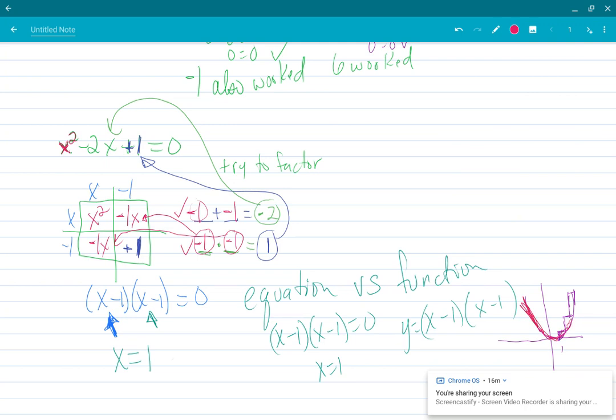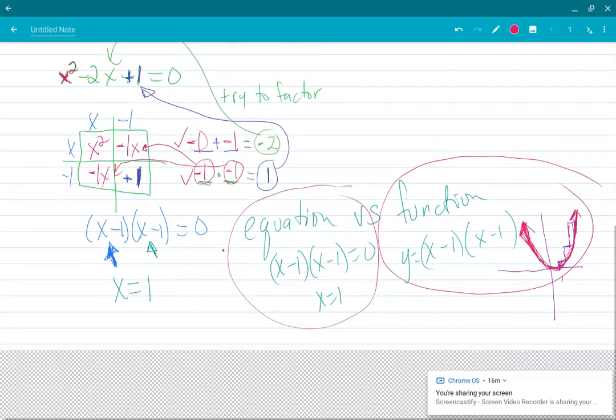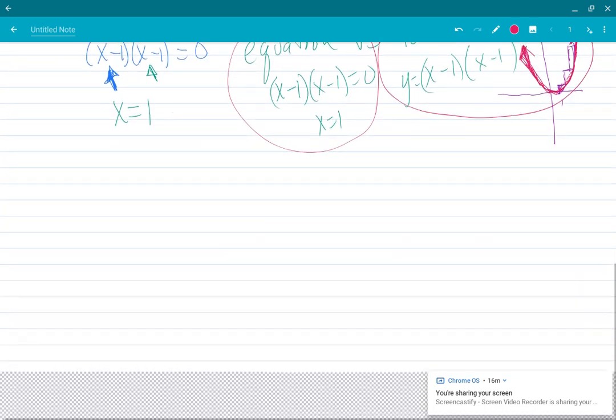Versus an equation, what's not a graph? An equation is just an equation. It's like what number works, right? So this is a function, and this is an equation, right? So we're going to use the same technique for both, okay? All right, so last one, and then we'll try it out, okay?